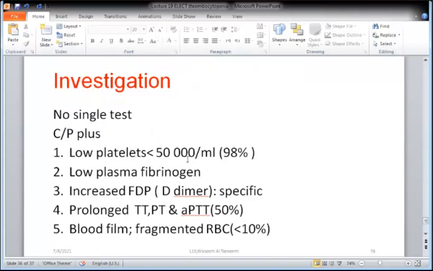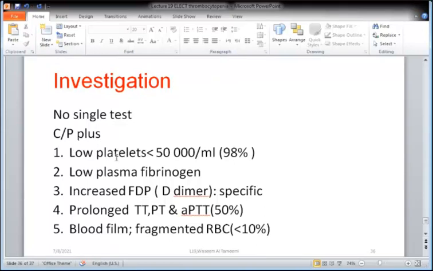Investigation for DIC. DIC قلنا عليه clinical pathological syndrome. It is not a disease by itself. It is a manifestation. It is a complication. لذلك no single test. It needs a clinical constellation of symptoms, clinical index of suspicion, plus these investigations.